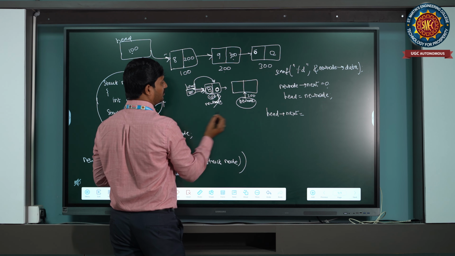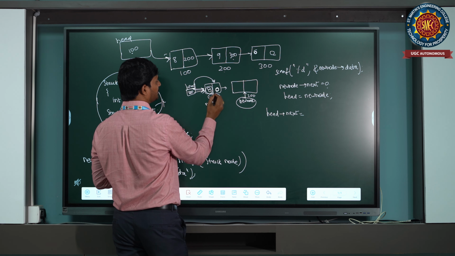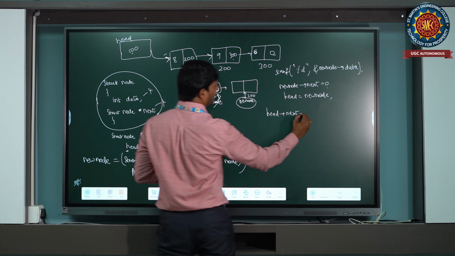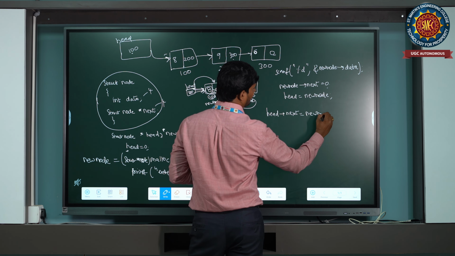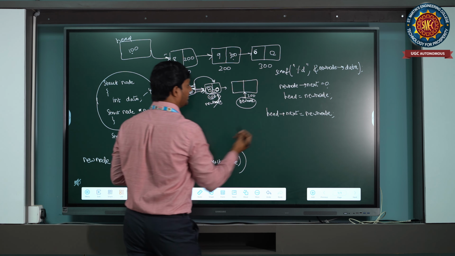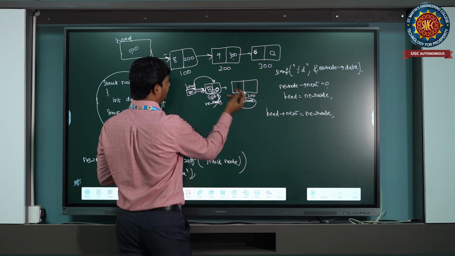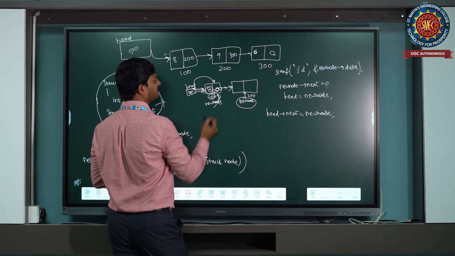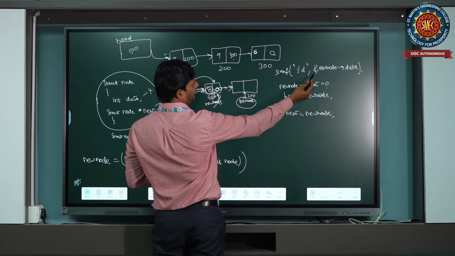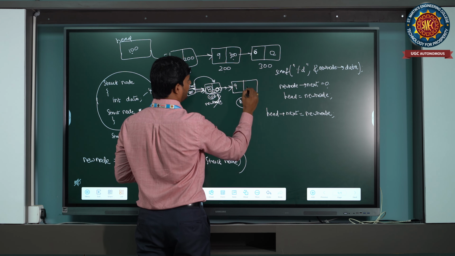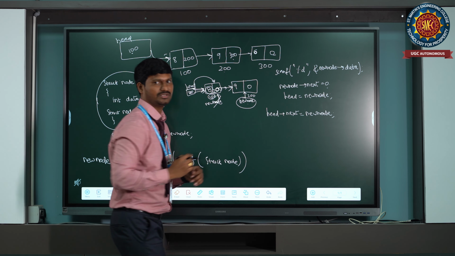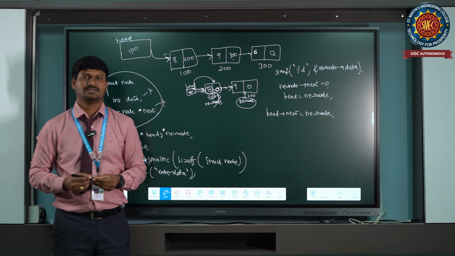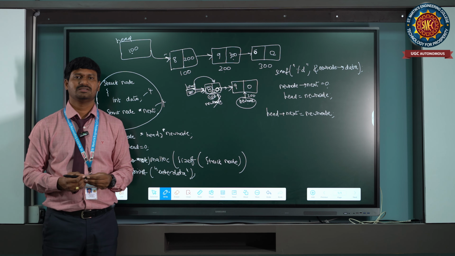What is the new node value? 200. So head of next means this one. Head of next equal to new node means the new node value we are assigning to the head of next here. If you update here, it will point to this newly created node, and in the meanwhile the user will enter the data like 9, and here it will be 0. Understood? So this is how to implement the single linked list.